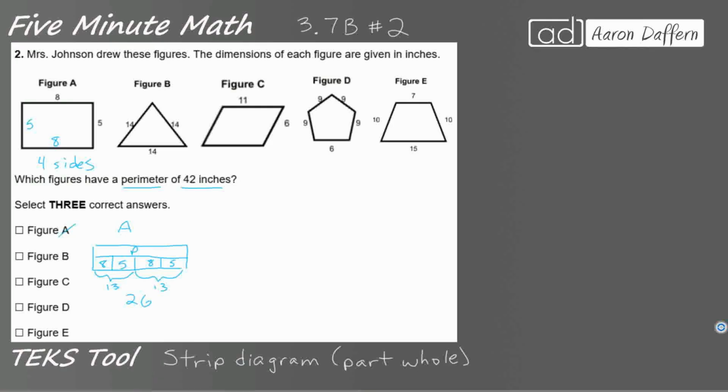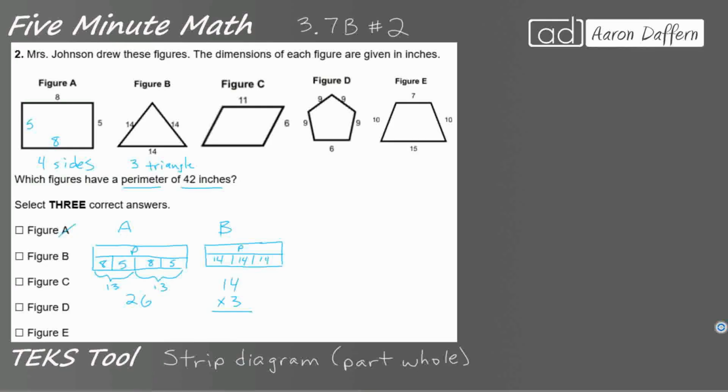Now figure B, I can show as a part whole strip diagram, and it's only going to have 3 sides because it's a triangle. As we can see, it's an equilateral triangle because all of the sides are the exact same length. So I've got 3 sets of 14. There are 2 different ways I can do this. I can add 14 plus 14 plus 14, or since in 3rd grade we work on 2 by 1 multiplication, let's multiply 14 by 3. If you want to add 14 3 times, that's also going to work.